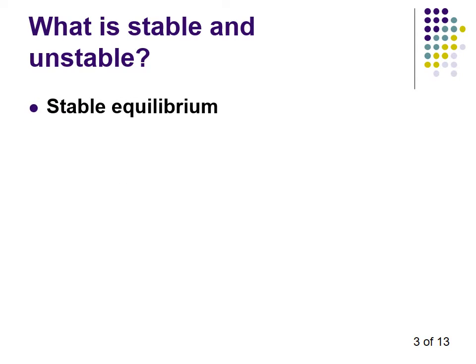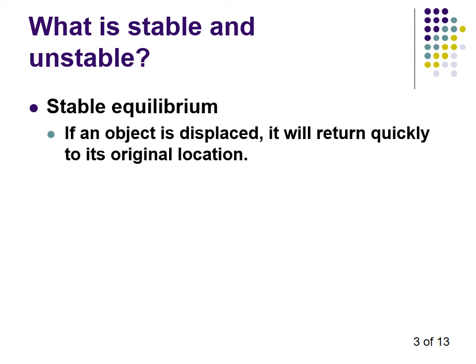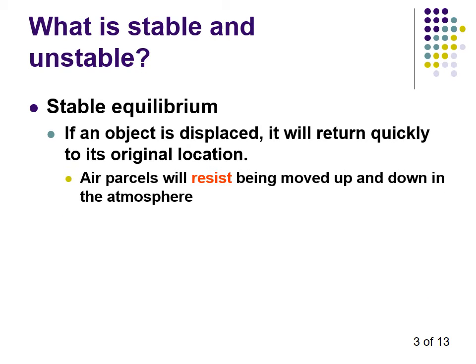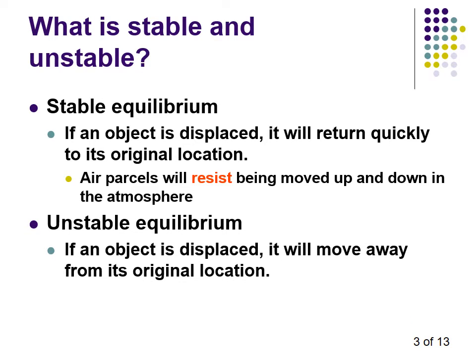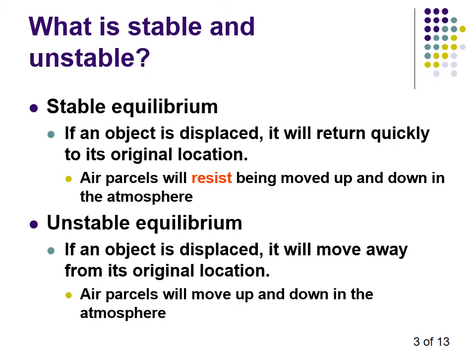By definition, a stable equilibrium is if we displace an object, it will return quickly to its original location. In our case, if we move an air parcel, it will resist moving up or moving down and go back to its original location. An unstable equilibrium is if the object is displaced, it will move away from its original location. For us, it will be an air parcel. So if I move the air parcel up, it will keep going up. If I move the air parcel down, it will keep going down.